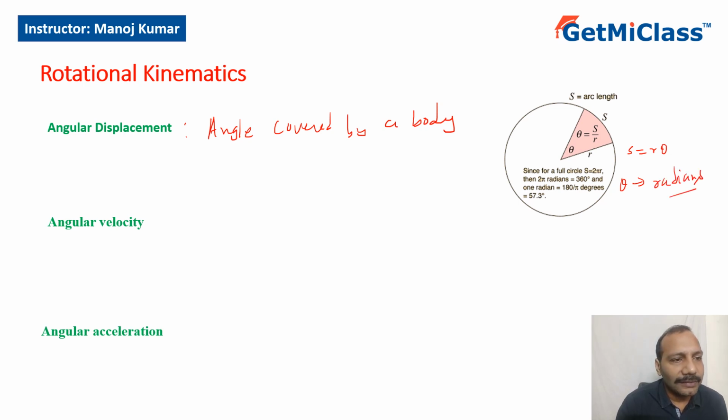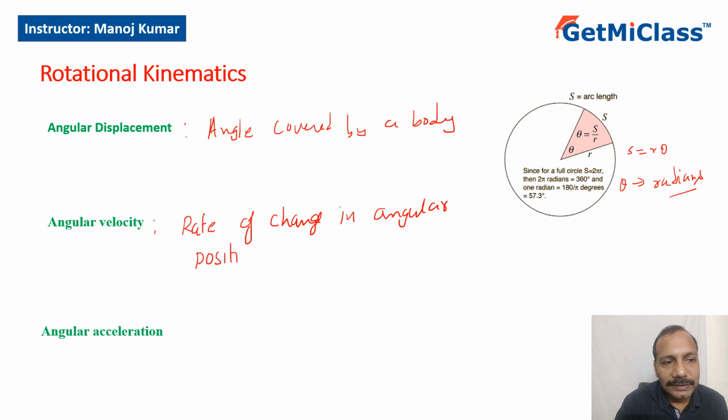Then we have angular velocity. Now what is linear velocity? Linear velocity is change in position by time, or the rate of change in position. Here, angular displacement is the angle covered by the body or change in angular position. So angular velocity would be the rate of change in angular position. We represent it by omega. So omega equal to how much? I can write it as d theta by dt.